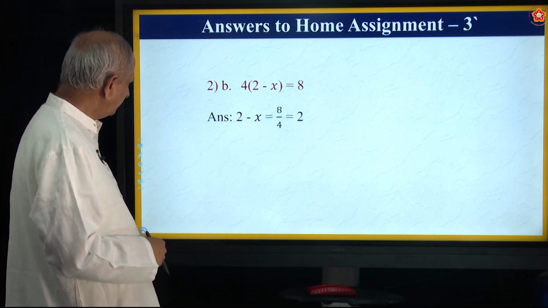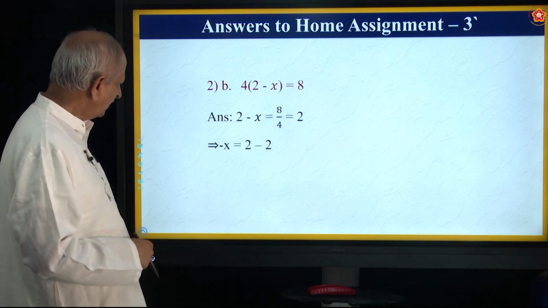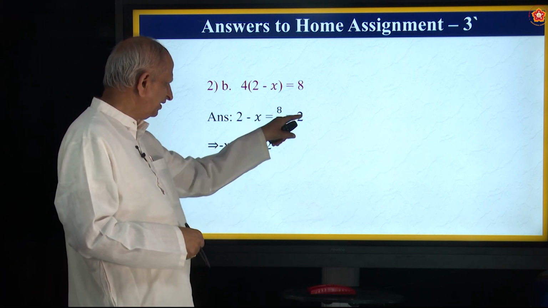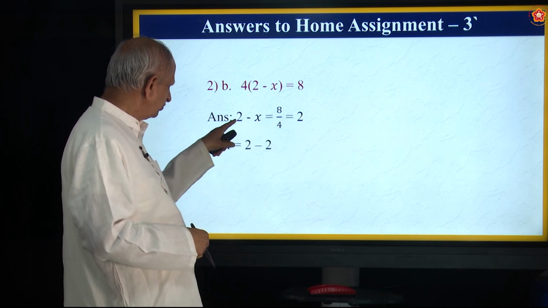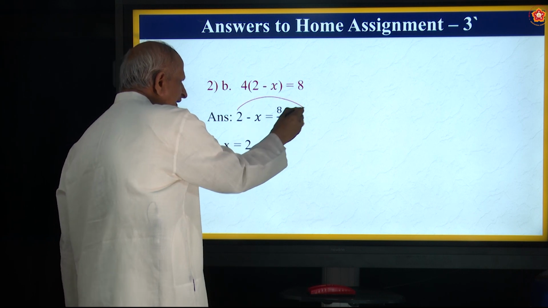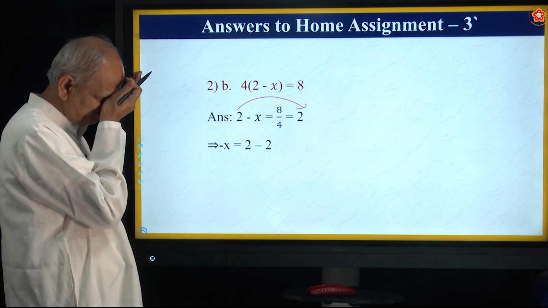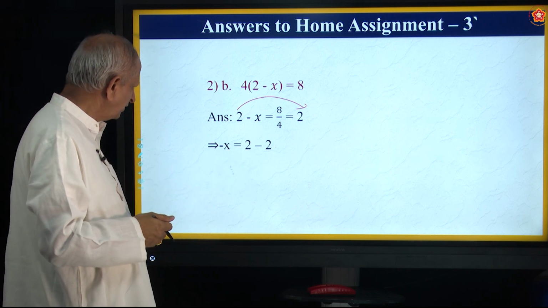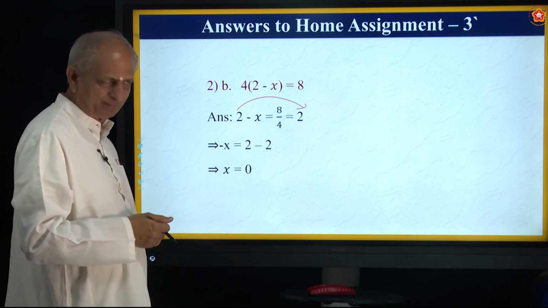Now, how to get rid of that x? There are two methods. You can bring it to the right side or you can bring this to this side. So minus x is equal to plus 2 transferred becomes minus 2. 2 minus 2, that is 0. So x is equal to 0 is the answer.